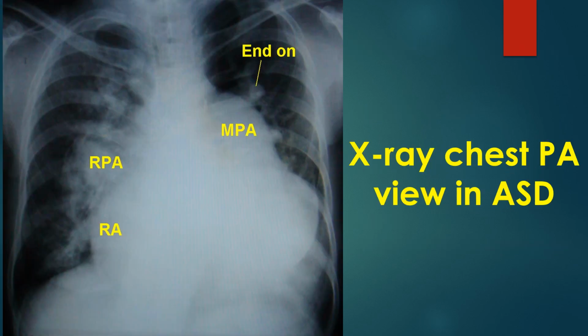Here is an X-ray chest PA view in ASD which had a large left-to-right shunt, showing enlargement of the right atrium, main and right pulmonary arteries. The left pulmonary artery shadow is behind the cardiac silhouette. Branch pulmonary vessels are enlarged and end-on views are seen. Right ventricular type of upturned apex is visible. Peripheral pruning of pulmonary vessels indicates severe pulmonary hypertension.